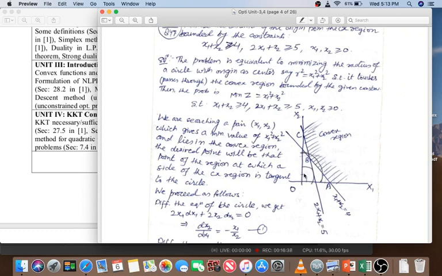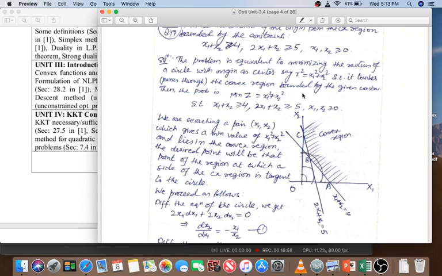So say I am plotting circles, and I am extending the circle like this. The circle which will enter and touch the convex region first, that point of contact will give you the minimum distance. It is basically the algorithm for solving this.